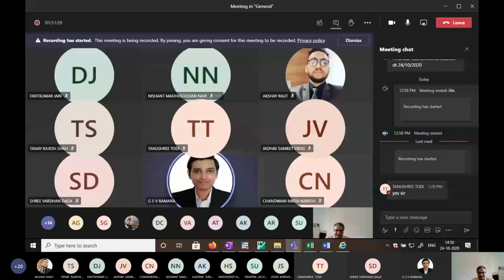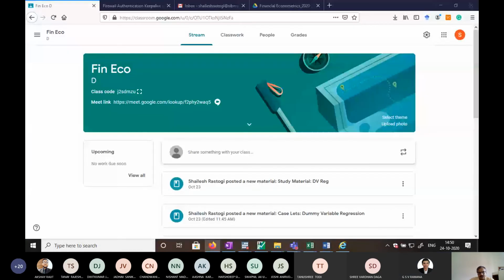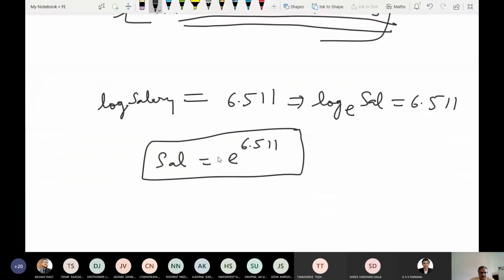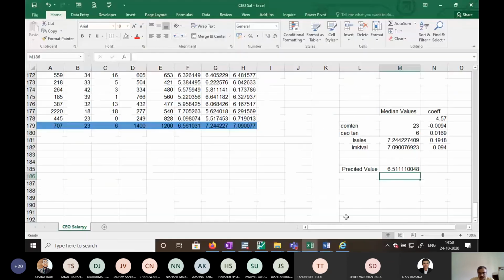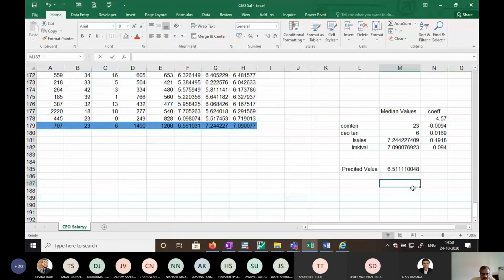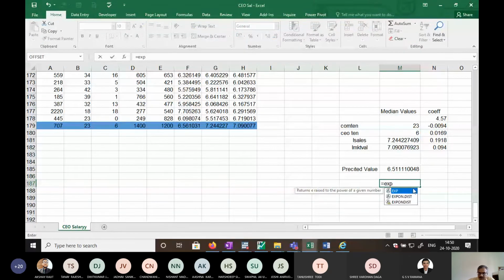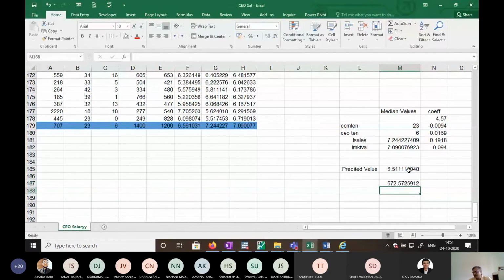I calculate this value, this salary. So I'm just getting the point estimation. The formula in Excel is EXP, and I just put the value. I'll be getting some number. This is $672,000, the average salary which we are getting. And again, I'll be using here, but I'll be calculating the range.